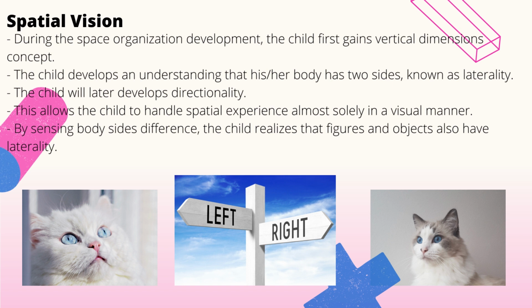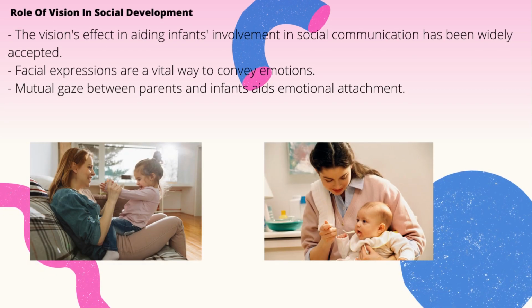And this allows the child to handle the spatial experience almost solely in a visual manner. By sensing body size difference, the child realizes that figures and objects also have laterality, which equally applies to right side and left side, bilateral.